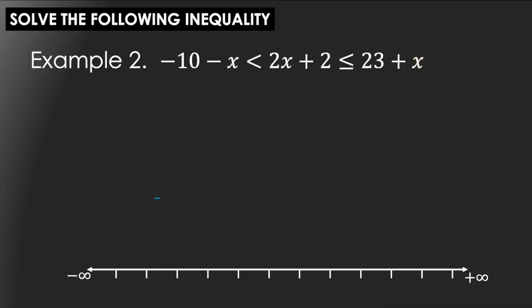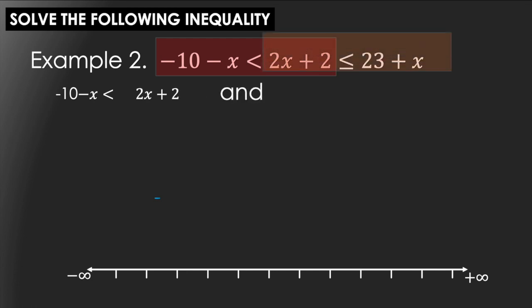So in this case, we're going to take a different approach. For that, let's split this double inequality into two separate inequalities. So that is negative 10 minus x less than 2x plus 2, and 2x plus 2 less than or equal to 23 plus x.